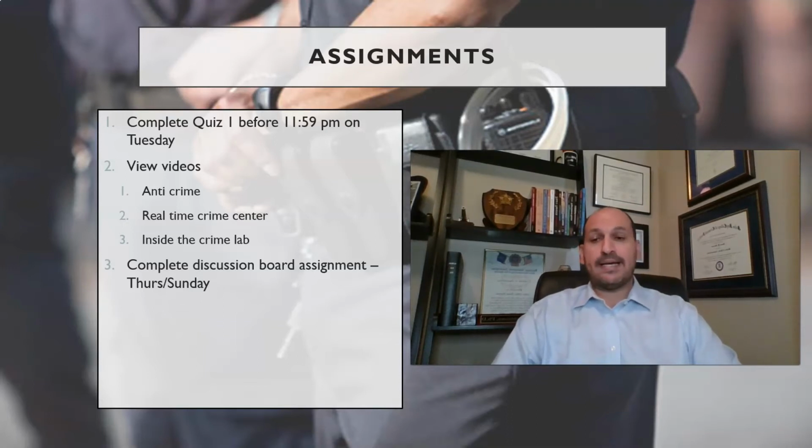This lesson also has 3 short videos attached to it inside Blackboard. Watch all 3, because you're going to need them for the liberty versus security discussion board assignment for the week. One of them is on anti-crime, which I think you'll find pretty interesting. Another is on what's called the Real-Time Crime Center, outside of New York City. And one is on the Crime Lab. Students tend to really enjoy these, so I hope you do and view all of them.